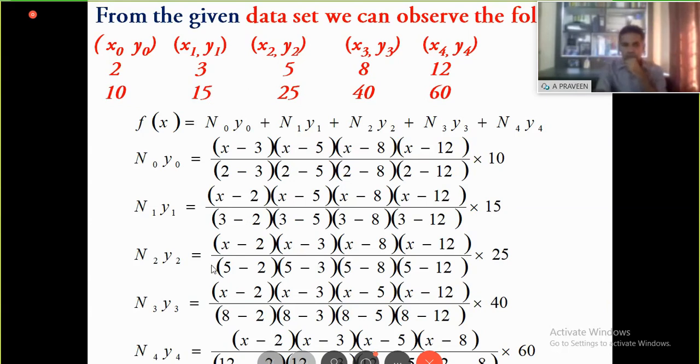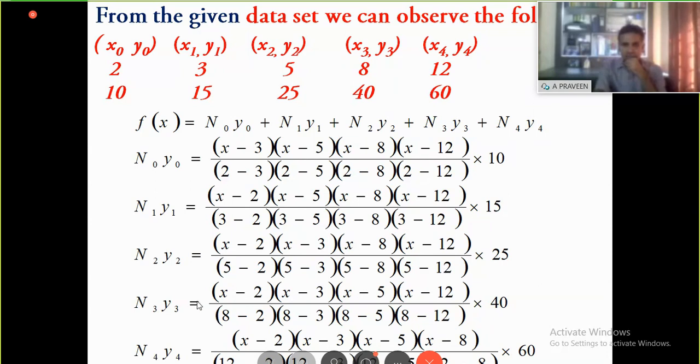You can look at n2, y2. You have x minus x0, x minus x1, x minus x3, and x minus x4; x minus x2 doesn't come. The corresponding denominator is x2 minus x0, x2 minus x1, x2 minus x3, x2 minus x4, multiplied by y2. The value of y2 is 25.